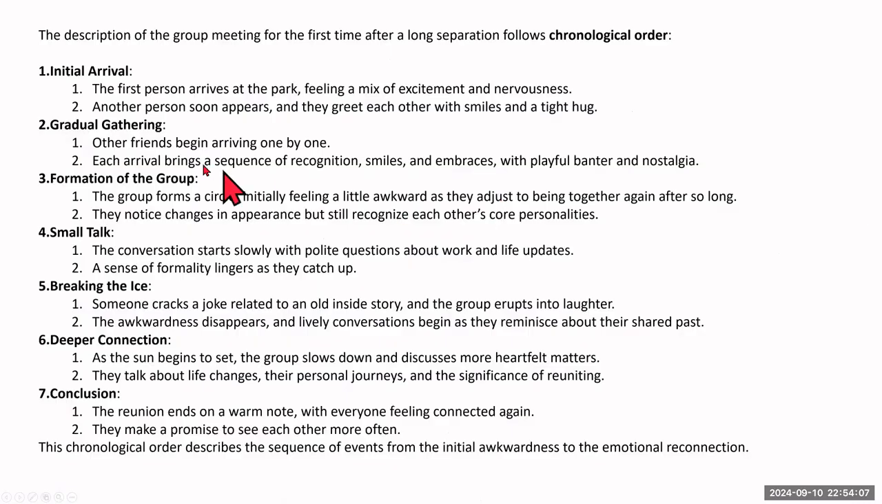So let's look at the order. This started with the initial arrival, the first person, and then another, and then the gradual gathering. Others began to arrive. Formation of the group, so they form a circle, and there are changes in appearance. And then there is small talk, there's conversation, breaking of ice, somebody cracks a joke, and then there's deeper connection. So they discuss more heartfelt matters, and then there's a conclusion. So the reunion ends on a warm note, and they promise to see each other again.